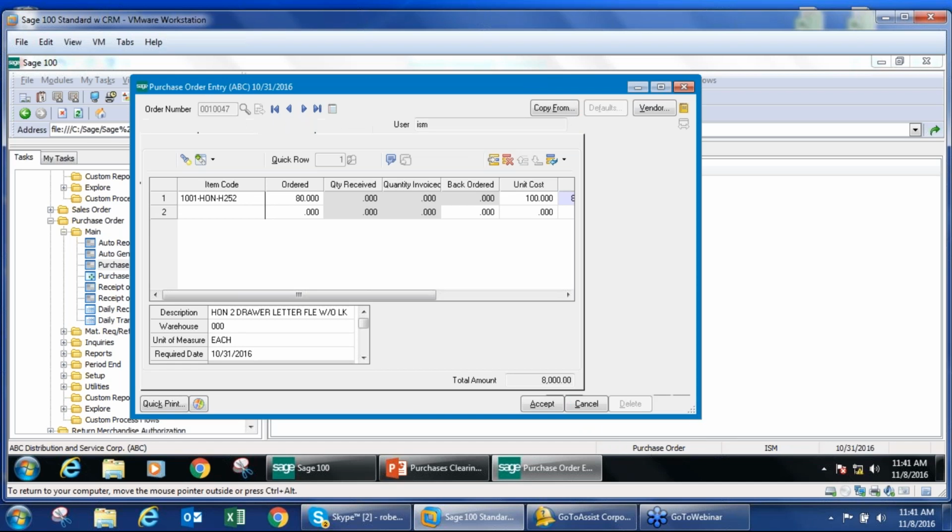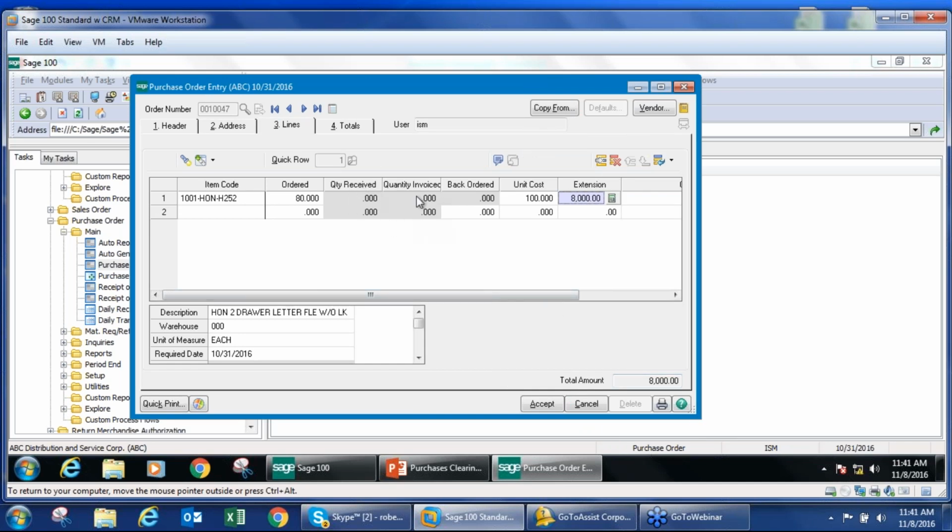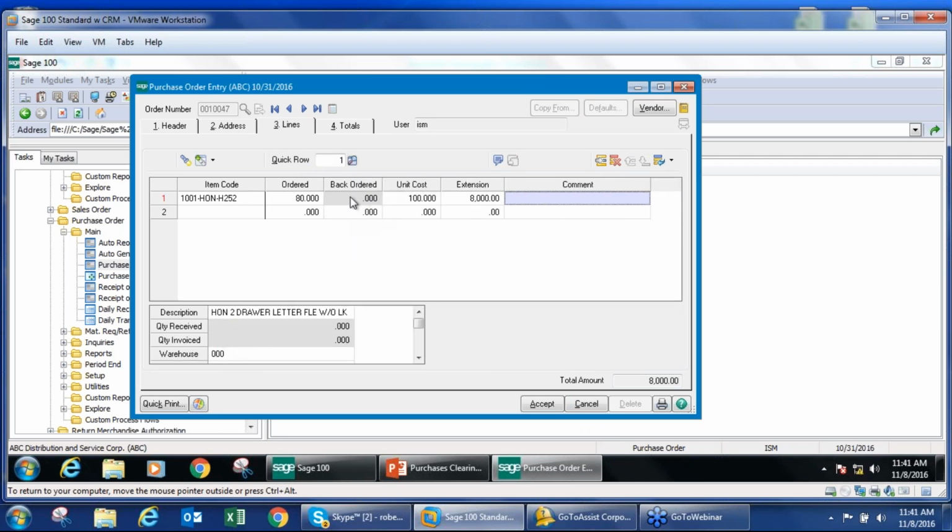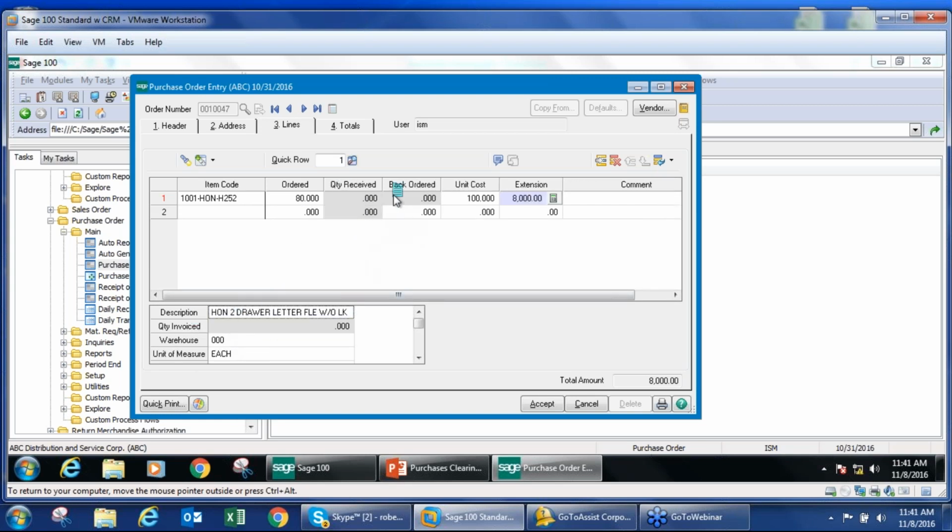Now, let me also explain. I added a couple of more columns to my PO listing. These are areas that you may not see on your screen. However, they are in your PO module in the bottom pane. I like to bring these up because every time we process a receipt of goods or receipt of invoice, Sage essentially documents it and allows us to see it in PO entry. So I'm going to go ahead and accept this entry.